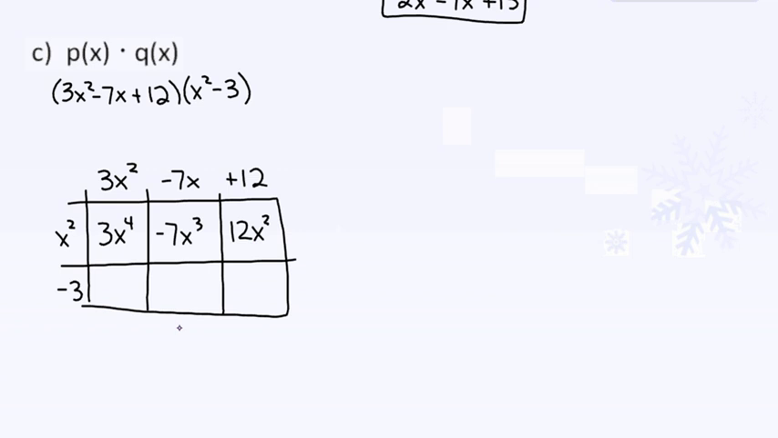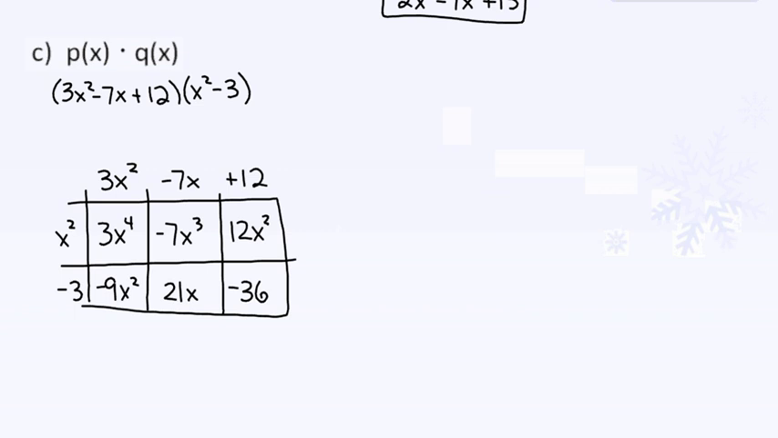And moving on down to the second row, negative 3 times 3x squared is negative 9x squared. Negative 7x times negative 3 is positive 21x. And 12 times negative 3 is negative 36. So here we have all the terms. If you multiply 3 terms by 2 terms, you shouldn't be surprised to get 6 terms. And then we'll combine the like terms.